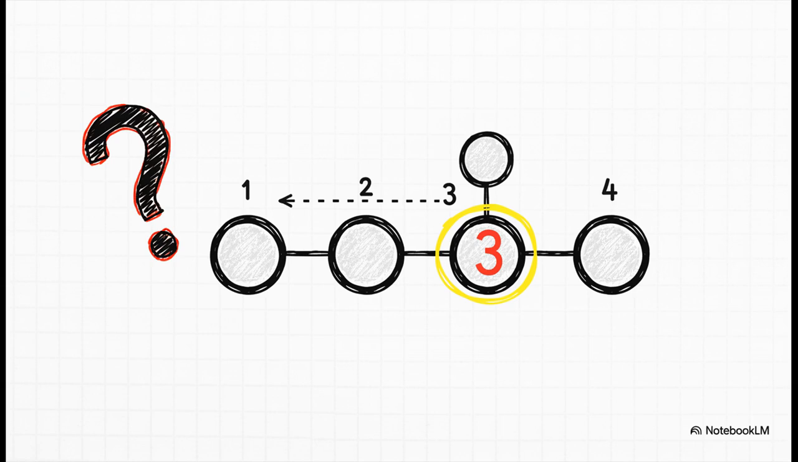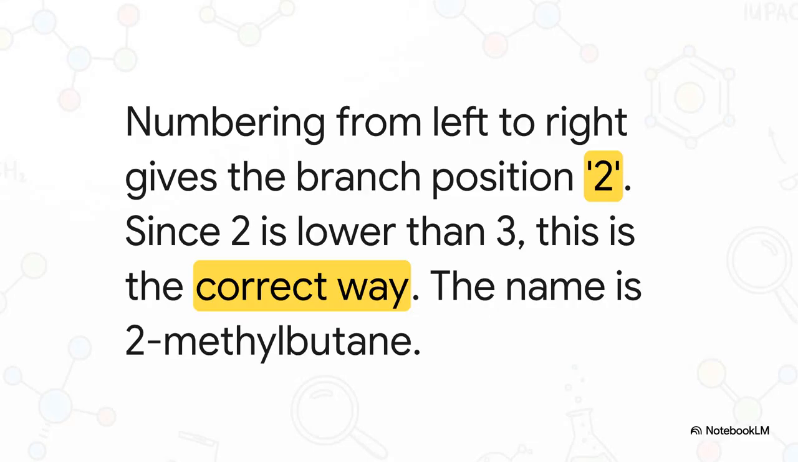We've got our molecule, and we've found the 4-carbon main chain, which makes it a butane. Now look at that little branch. It's just a single carbon, so we call it a methyl group. If we number the main chain starting from the right, that methyl group ends up on carbon number 3. But is that the best we can do? Nope. What if we try numbering from the other direction, from left to right? Suddenly, that same methyl group lands on carbon number 2, and since 2 is lower than 3, that's the winner.